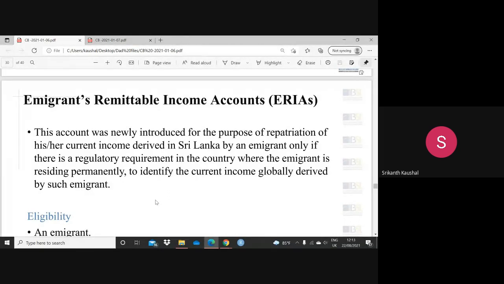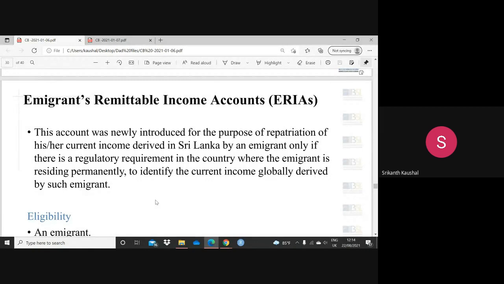So based on their requirement, the customer might come and tell the bank, I want to open two accounts, not only CTRA. I want to open an IRIA, an immigrant remittable income account. So why this account? This account is to remit only his income. All his capital nature can be remitted through CTRA.